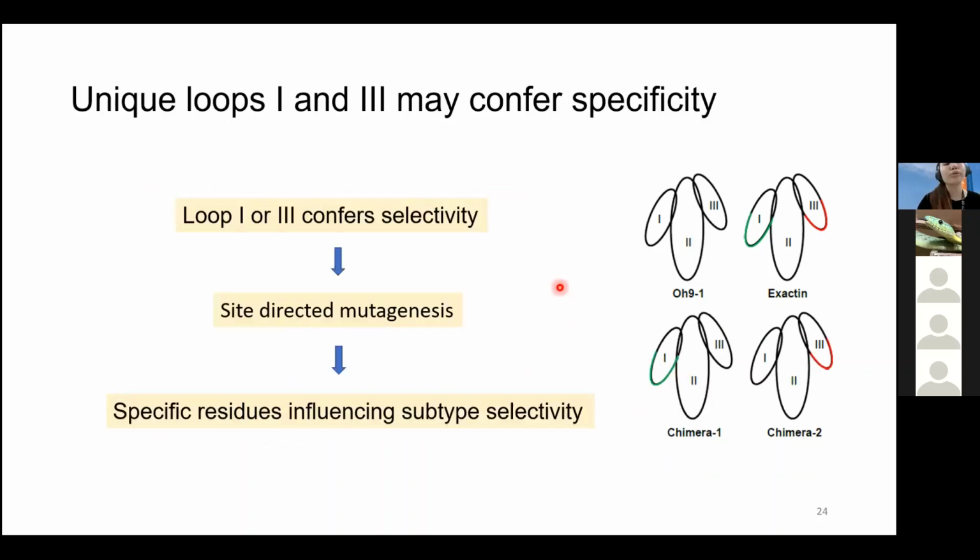What we will do moving forward is to test if loop 1 or loop 3 of exactin, or both of them combined, confers selectivity to the human neuronal alpha-7 and alpha-9/10 receptors. And then following that, we would do site-directed mutagenesis on the chimeras to determine which are the specific residues influencing subtype selectivity. Once we have an understanding, we can further study the fundamental mechanism behind how the toxins have subtype selectivity for the different kinds of receptors, as well as develop probes in order to target specifically different types of receptors so that we can gain a greater understanding of neurological diseases and maybe develop them into pharmaceuticals.